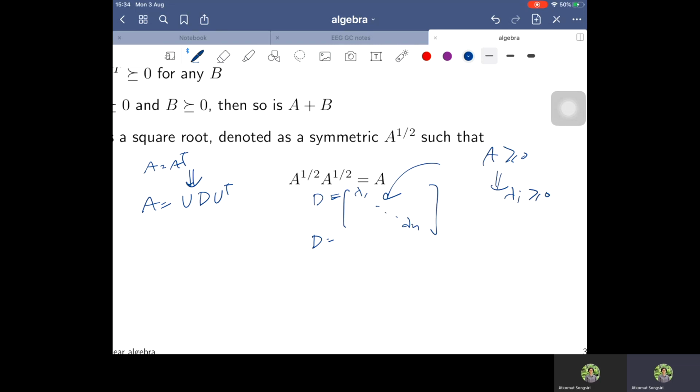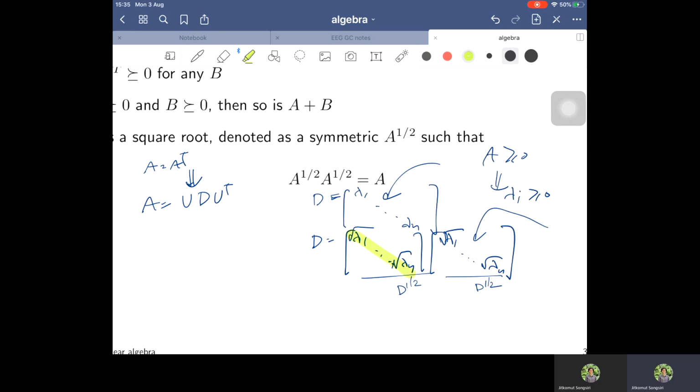Then we can actually factorize it. D is factorized into the multiplication of two diagonal matrices, and the diagonal terms are the square root of the eigenvalues. So this shows that for diagonal matrices the concept of the square root is very simple: just take the square root of the diagonal terms. Now I can write D^(1/2), the square root of D. Now I have used two properties of A, symmetric and positive semi-definite.